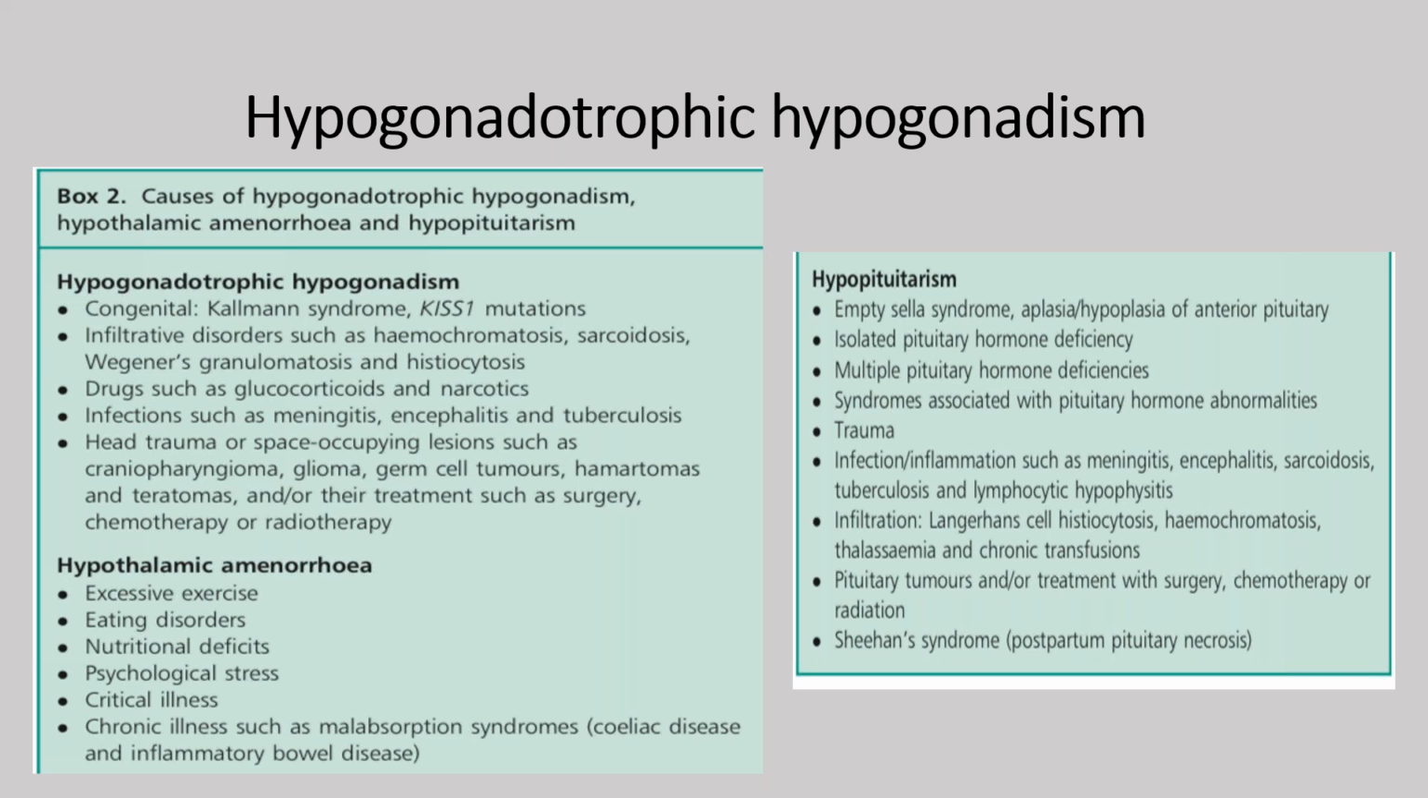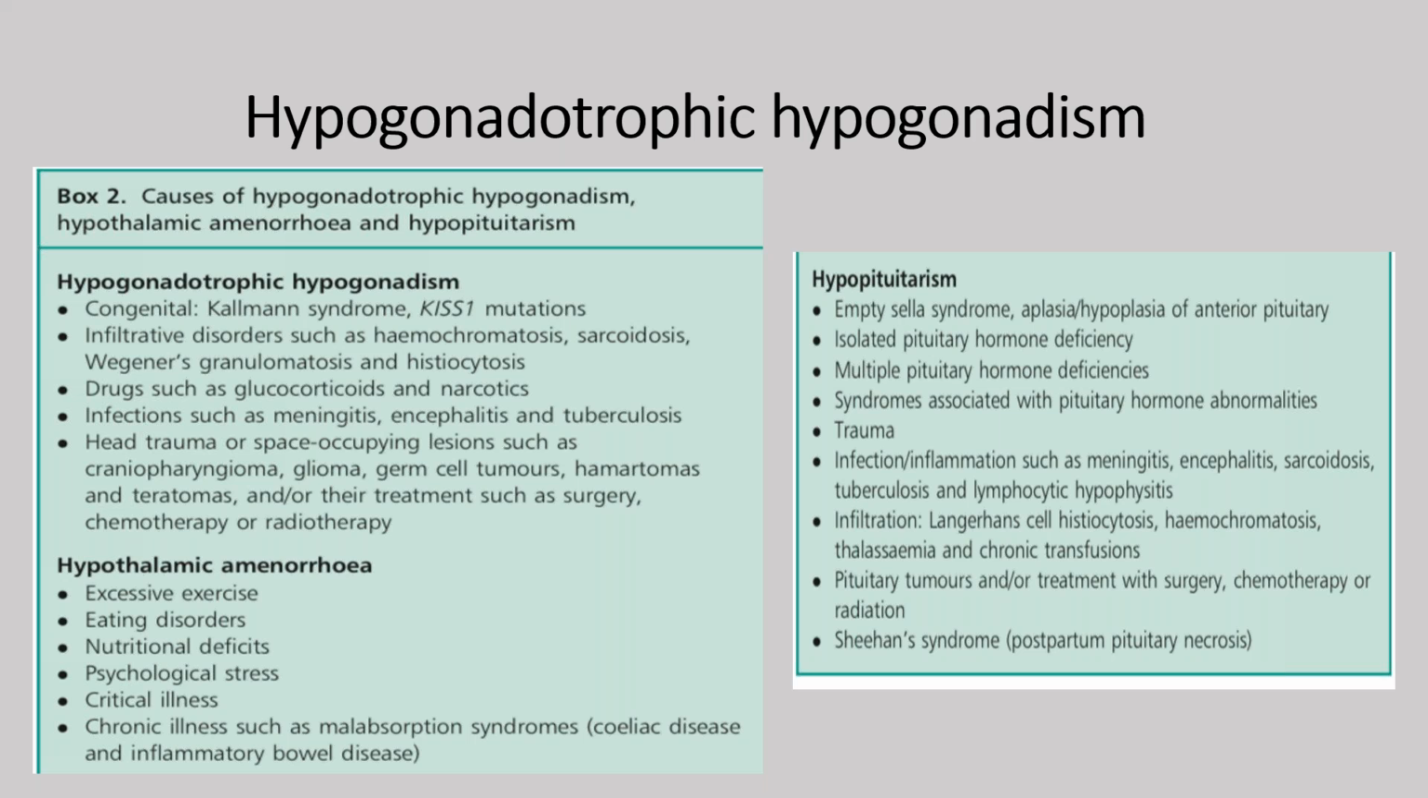Now, in the KISS1 mutations, there is inadequate functioning of the KISS1 gene, so kisspeptin is overall decreased. Since it's a stimulating pathway, if it is not working, there will be deficiency of the gonadotropin hormones. The other causes are infiltrative disorders such as hemochromatosis, sarcoidosis, Wegener's granulomatosis, and histiocytosis, and some drugs such as glucocorticoids and narcotics.